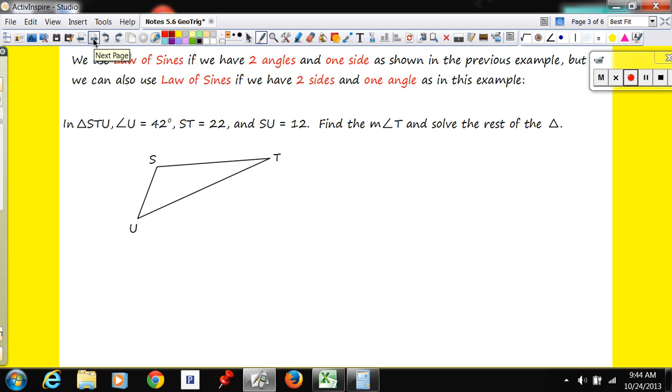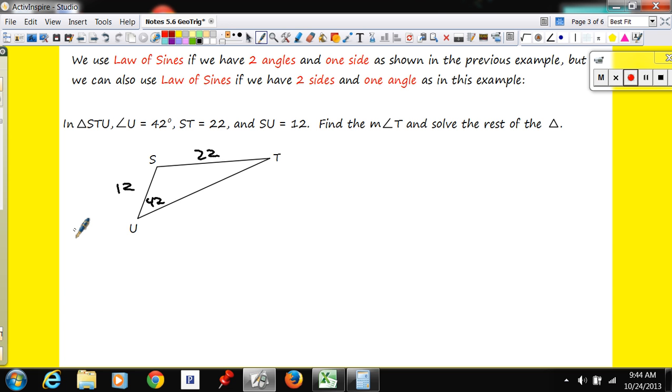We can use law of sines if we've got two angles and one side like the previous problem. They gave us the two angles and they gave us the one side. We can also use it if they give us two sides and one angle. So let me show you how that works. If they give us angle U, that would be 42 degrees. ST would be 22, and SU is 12. This time they gave me two sides and one angle.